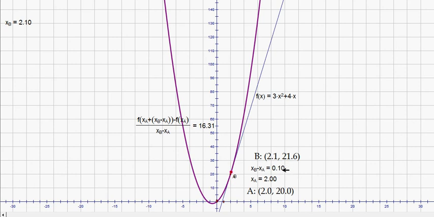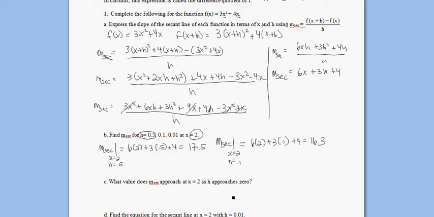So my h value is 0.1, or the distance between the 2 points is 0.1, and my initial x value is 2, and we're on the function 3x squared plus 4x, and this is a secant line that we've drawn. How do I know it's secant? Because it goes through 2 points. Our final calculation is the slope of a secant when x equals 2 and h is 0.01. Notice that my h is getting smaller and smaller. I'm choosing that on purpose.